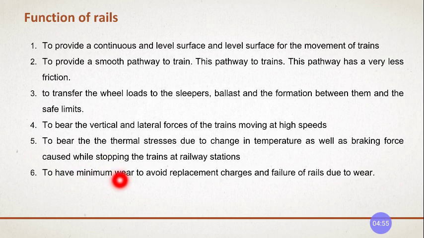To have minimum wear, to avoid replacement charges and failures of the rails due to wear. So we try to avoid the wear and tear of the rails.